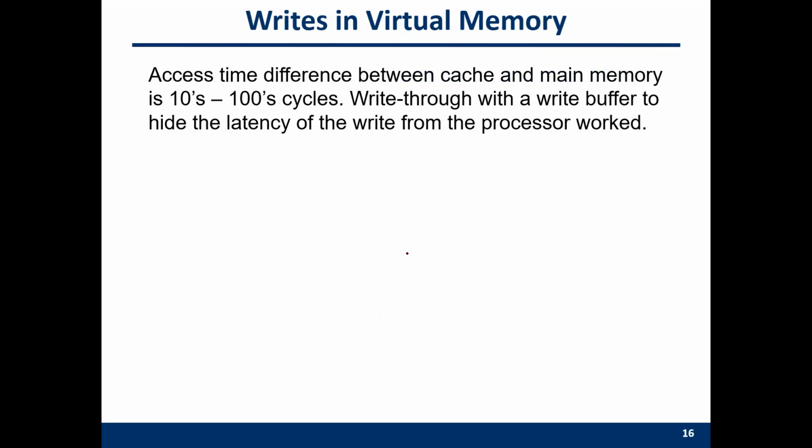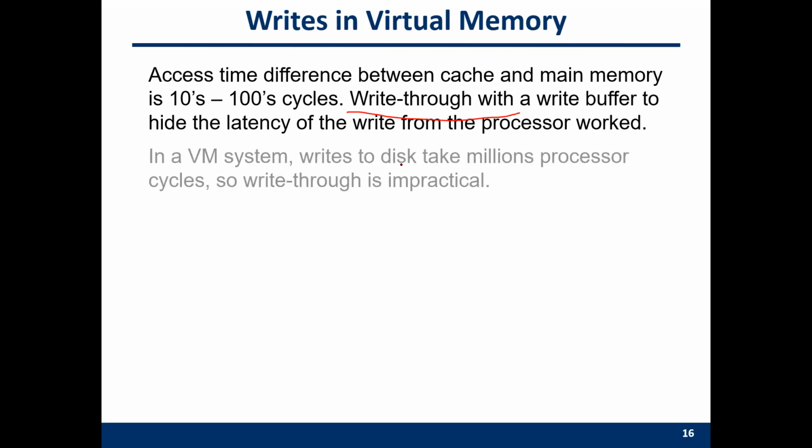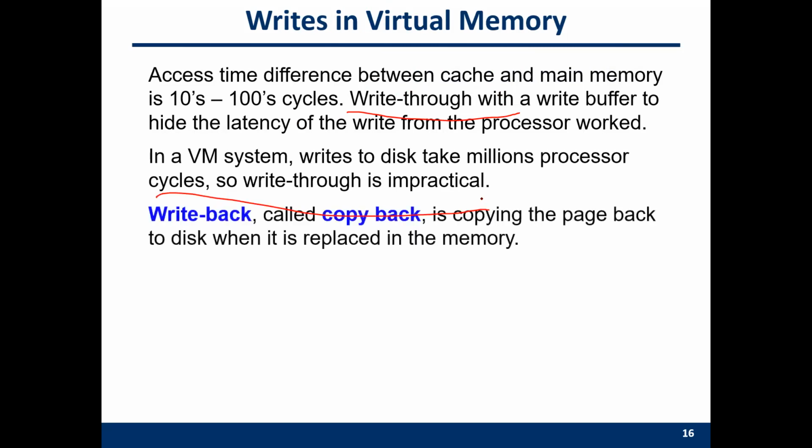If you adopt a write-through policy, your CPU may even be slower. Write-through means once you modify some content in the main memory, you will write to the disk. So write-through is impractical. Then you have to use write back.